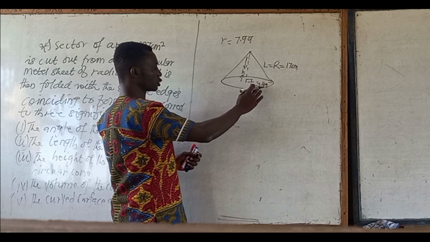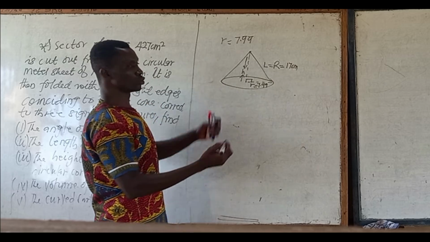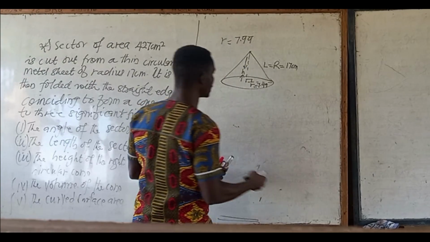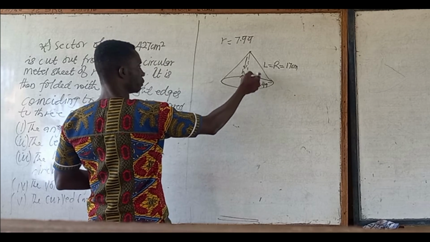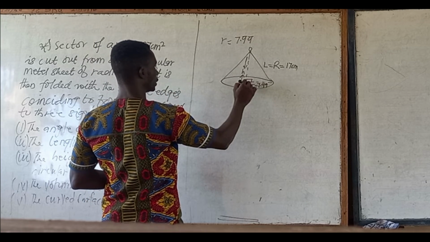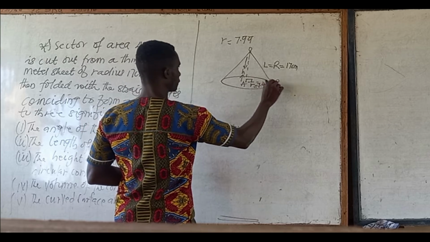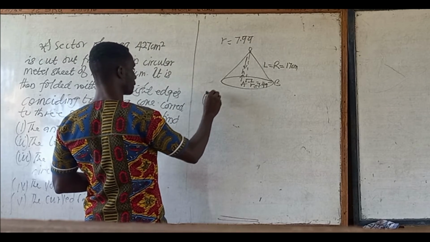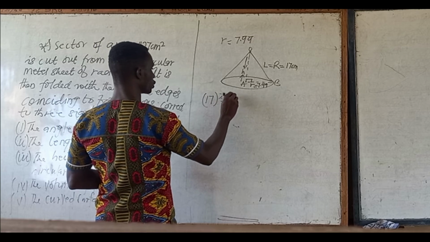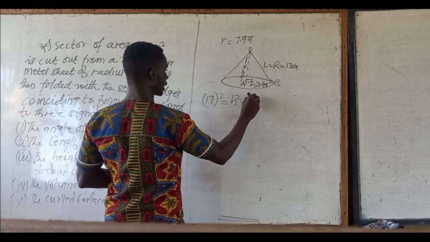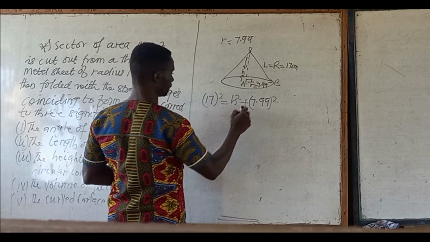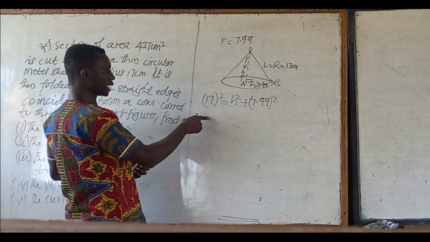Then L, small r, and H. So if you know 2, you can calculate for the third one. So from this, we apply Pythagoras theorem to triangle OAB. So we shall have 17 squared is equal to 8 squared plus 7.99 squared.